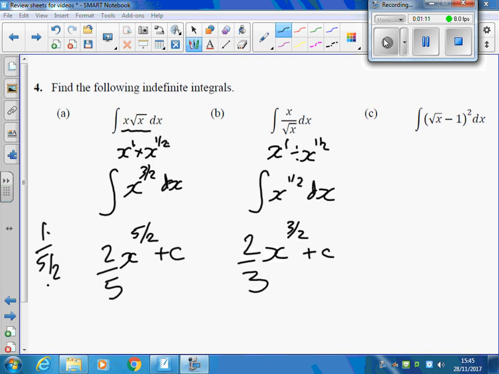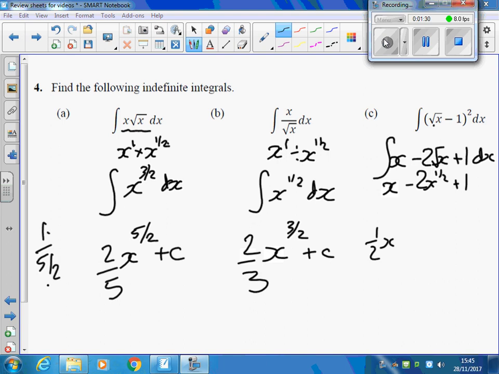And this one here, you need to actually multiply it out first of all. So I've got the square root of x all squared, so that's just x. I've then got 2 root x's and a plus 1. Perhaps I should have written that as 2x to the half straight away. So this is what I'm trying to integrate.